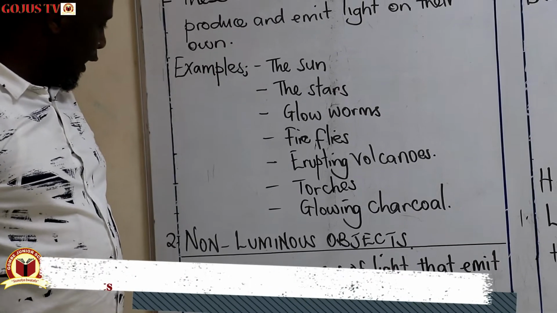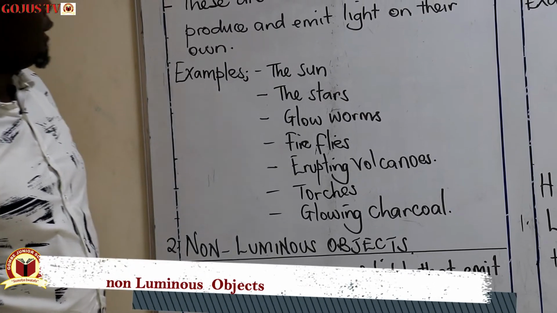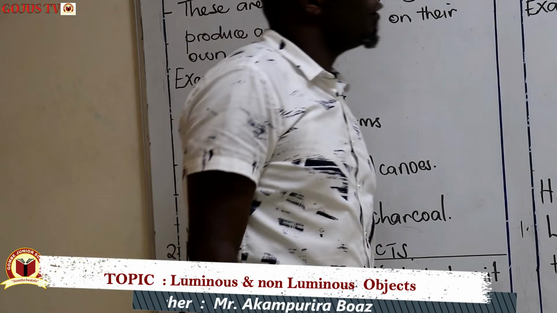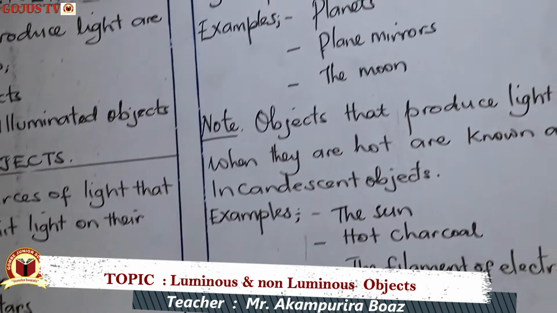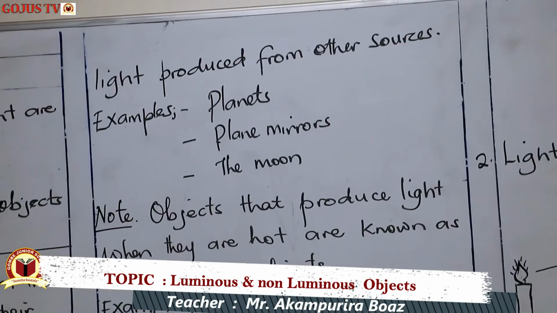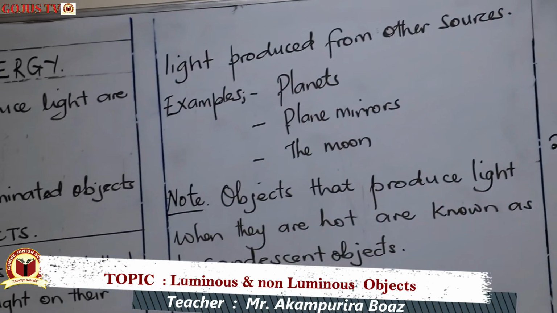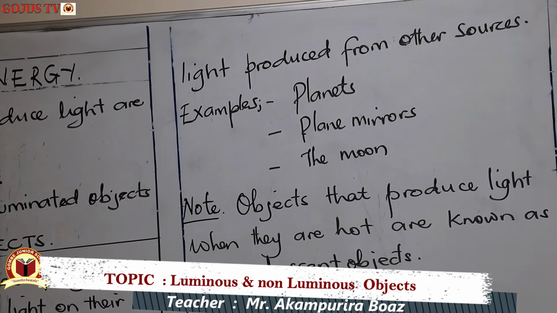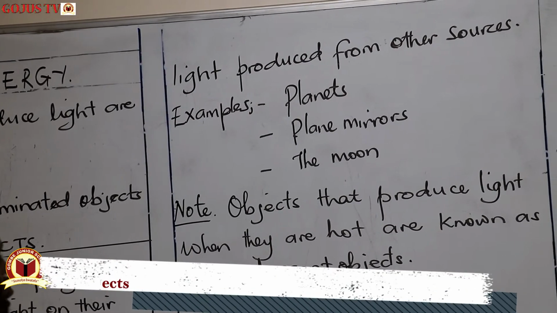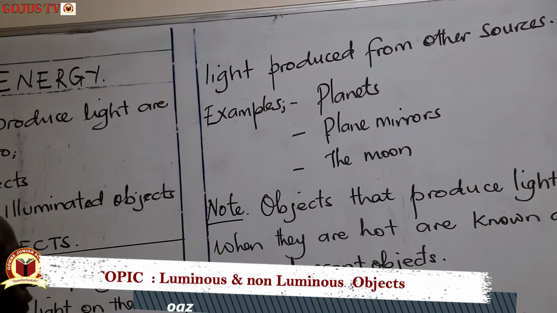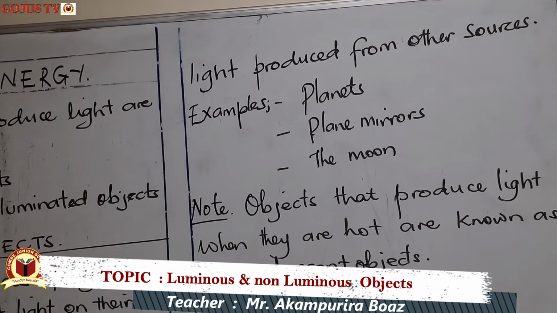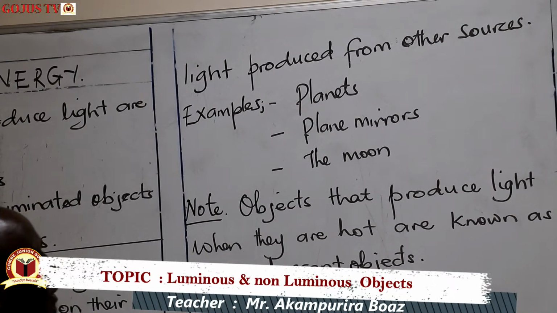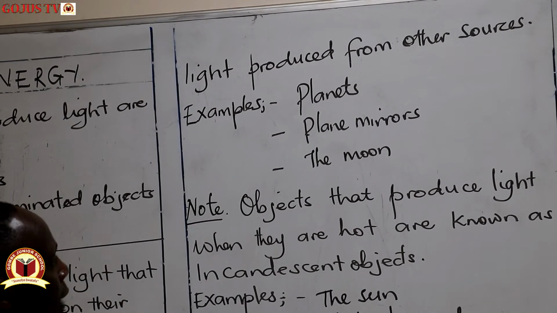Then we have the non-luminous objects, which we say are illuminated objects or the indirect sources of light. These are sources of light that emit light which is produced from other sources. The examples here are the planets, the plane mirrors, and the moon. These objects do not produce light on their own, but reflect light from other sources.